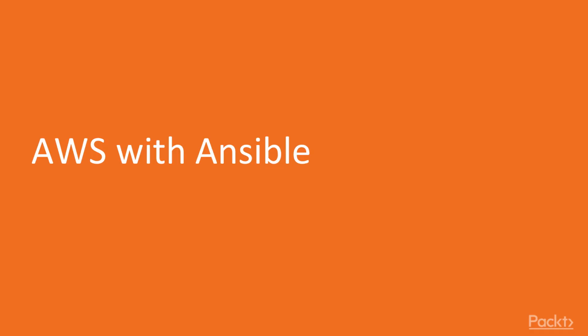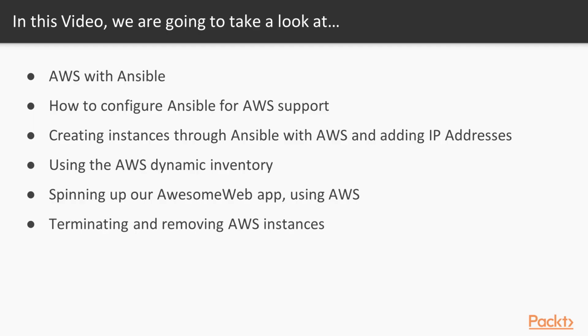Hello and welcome to the first video of this section, AWS with Ansible. In this video, we're going to be taking a look at AWS with Ansible, how to configure Ansible for AWS support, creating EC2 instances through Ansible with AWS and adding IP addresses, how to use the AWS Dynamic Inventory in Ansible, spinning up our awesome web app using AWS, and finally terminating and removing AWS instances.